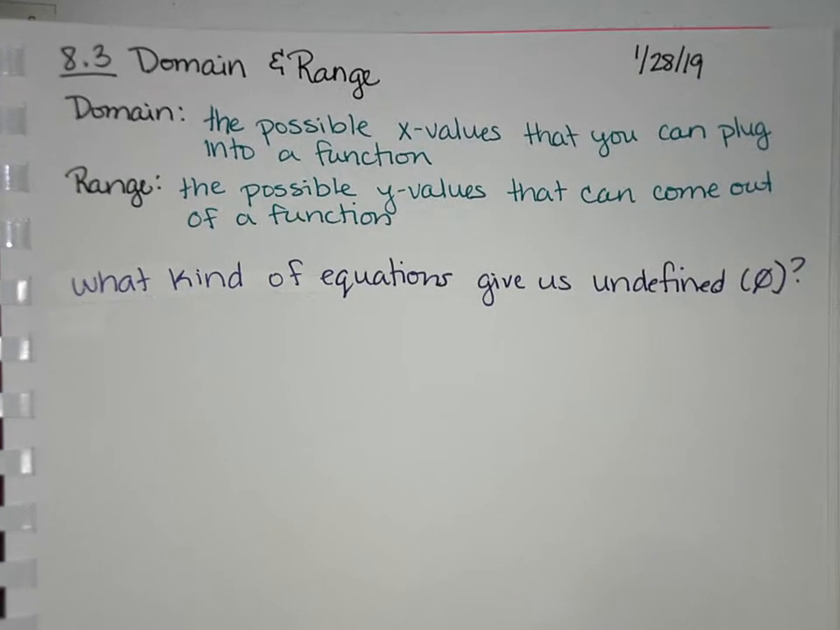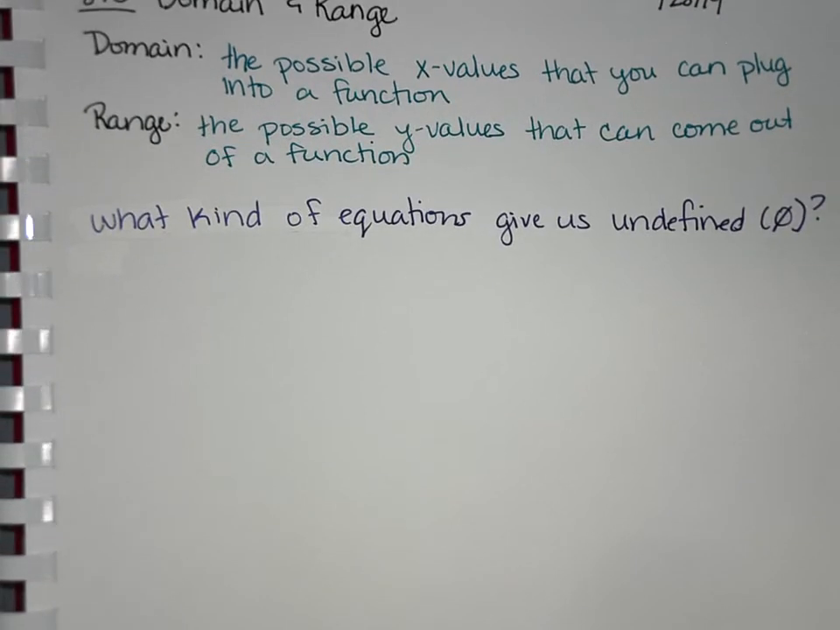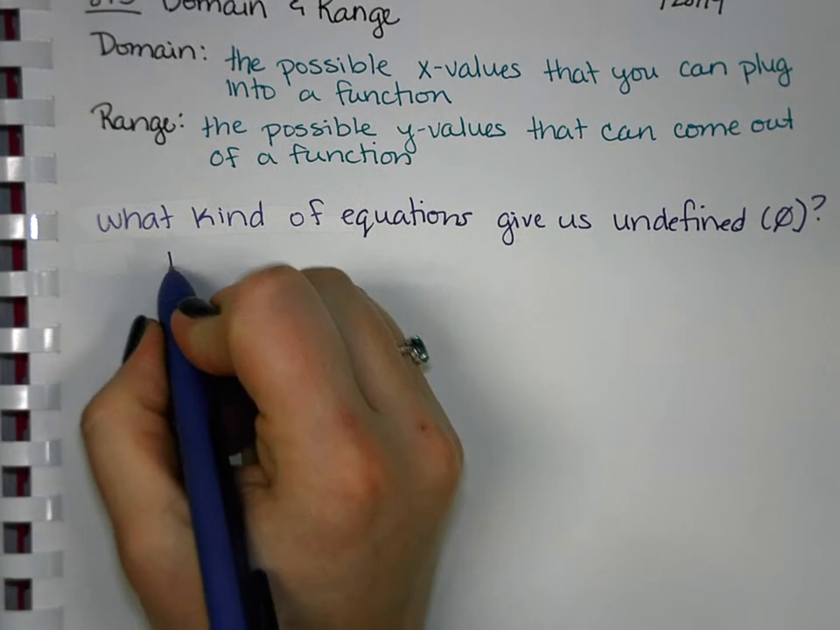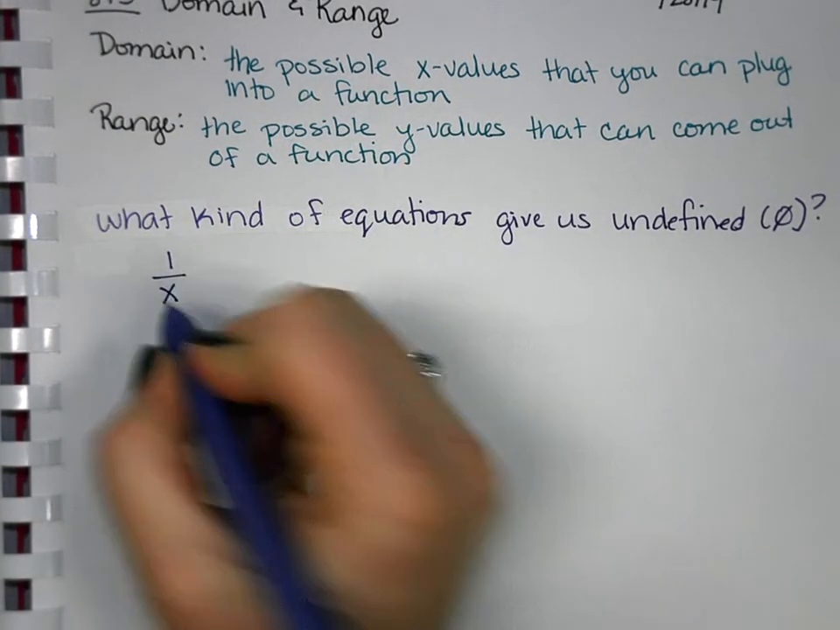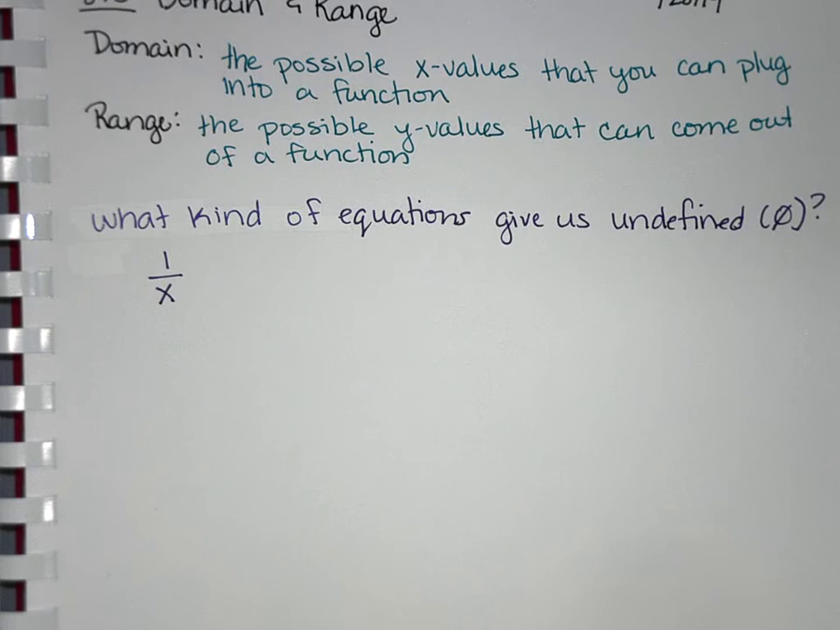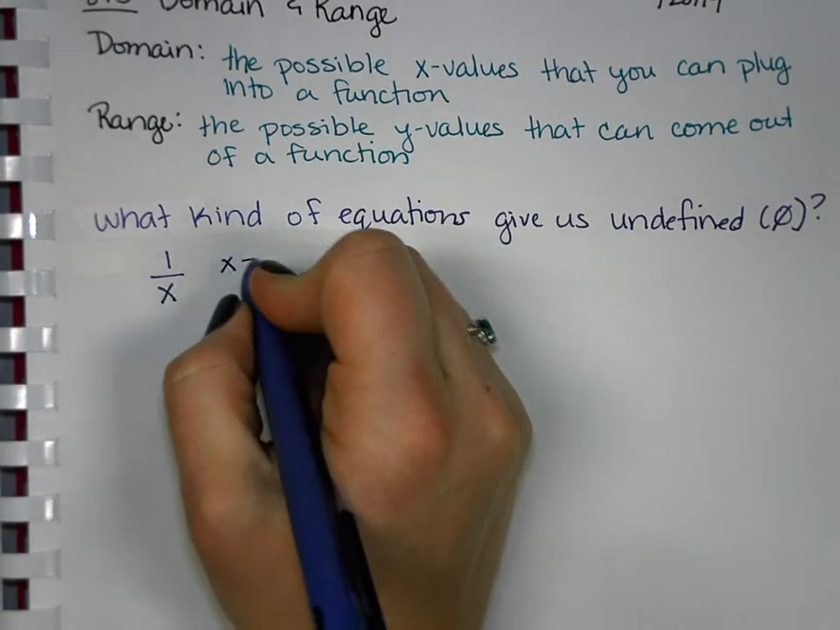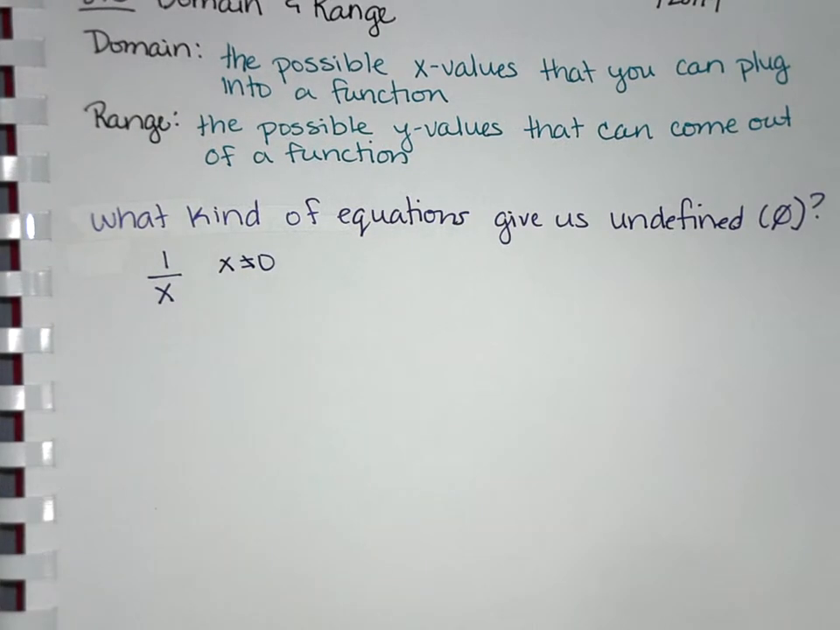One of the first ones that comes to mind for me is when x is in the denominator. Because what number can never be in the denominator? X cannot equal 0. That right there is a limitation on our domain.